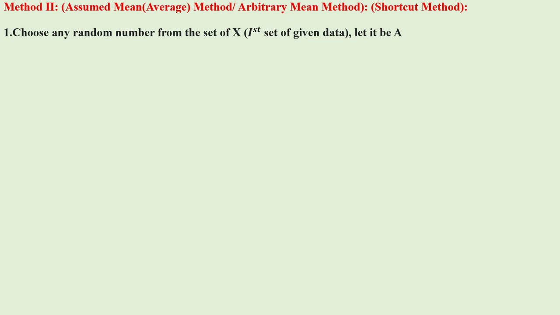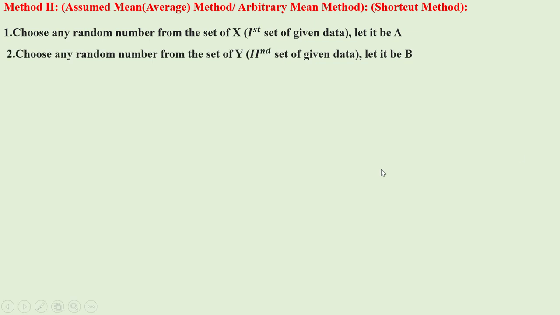The next method to find the correlation coefficient is the assumed mean method. This is the shortcut method. First, choose any random number from the set of x, the first set of given data, and let it be a. Choose any random number from the set of y, the second set of given data, and let it be b. Sometimes capital A can be taken as a suffix x, and capital B as a suffix y.